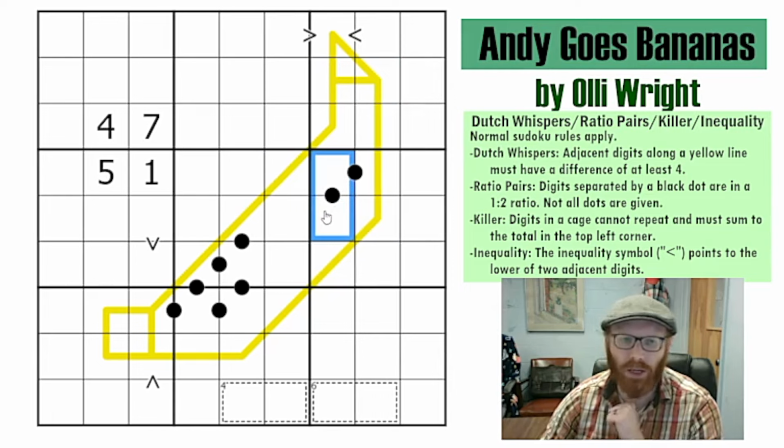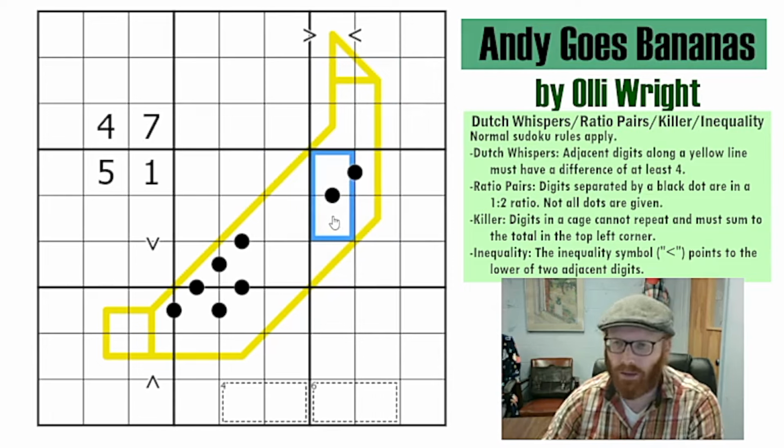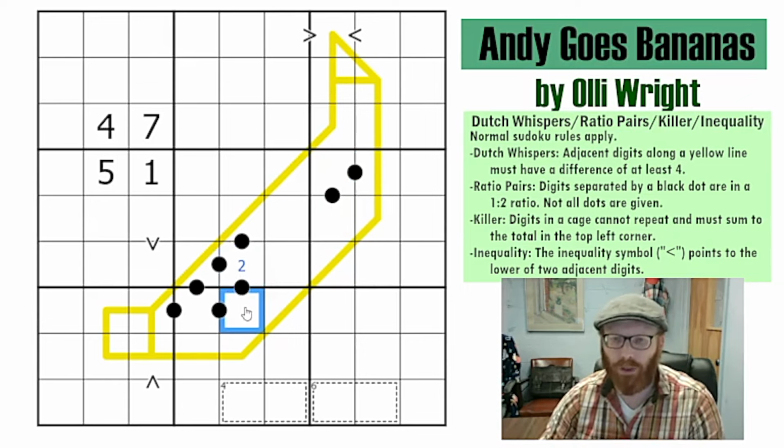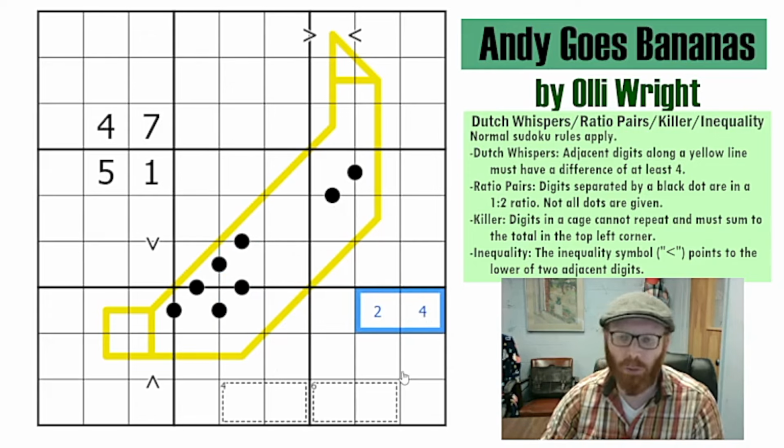Then we have ratio pairs, these black dots. Digits separated by a black dot are in a 1-to-2 ratio, which means if we look at these two black dots here, we could fulfill it with like a 2-4, for instance, or maybe a 6-3. That would be one way to fill that one black dot. Whichever way it goes, one of them has to be double the other.